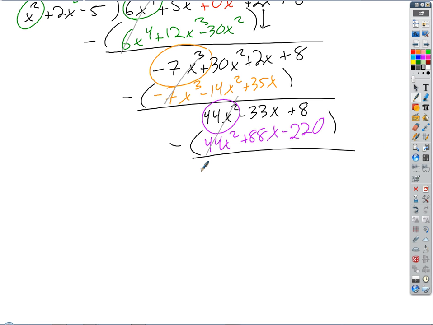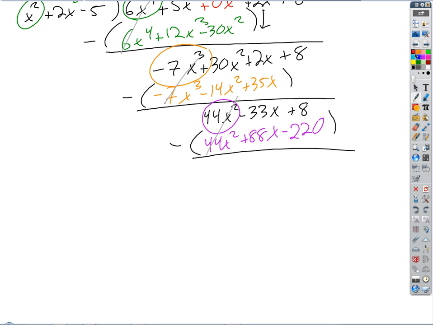And like before, the first term cancels. If it doesn't cancel, we did something wrong, right? The first term's got to cancel. Let's see, this is going to be x's. What's negative 33 minus 88? Negative 121. And what's 8 minus negative 220? No, it'll be 228, because I'm adding 220, right? Subtracting a negative is adding, right? You can use a calculator on this if you really want to check yourself. It's fine. I'm going to do this last part in red.